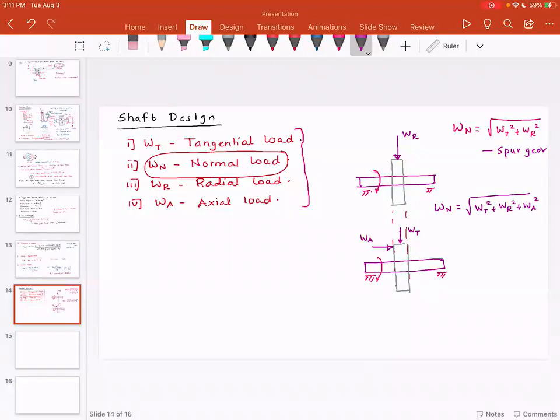And this is a perfect time to show a three-dimensional state in the case of helical gear. So what I'm trying to show is I want to show all the angles in the helical gear.